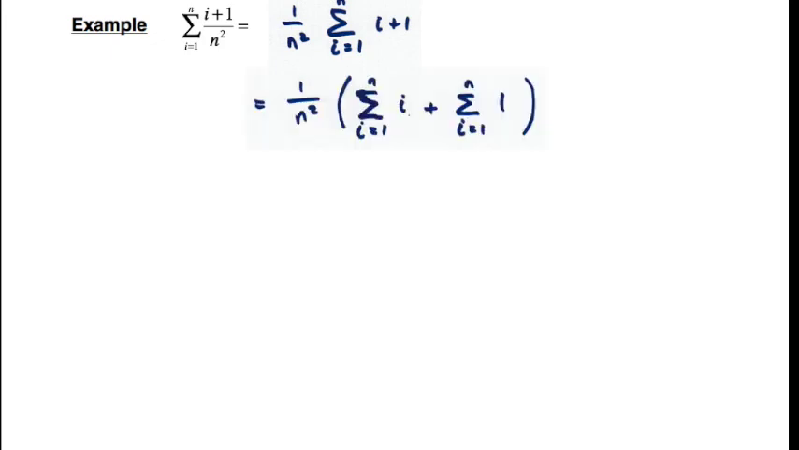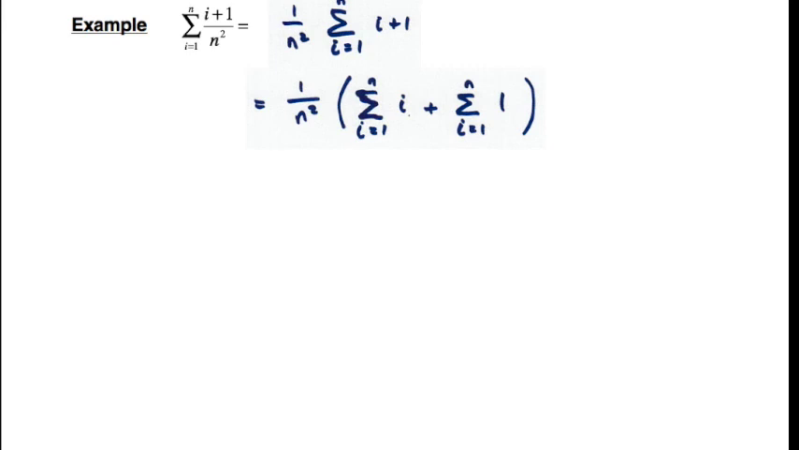Here is an example that's a little bit more complicated: the sum from i equals 1 to n of (i plus 1) over n squared. It's important to realize here that i goes from 1 to n, but that n is a constant. So n squared can actually be factored out, and we can rewrite the sum as 1 over n squared times, open parenthesis, the sum from i equals 1 to n of (i plus 1), which can be broken down into two sums: 1 over n squared times the sum of i plus the sum of 1.